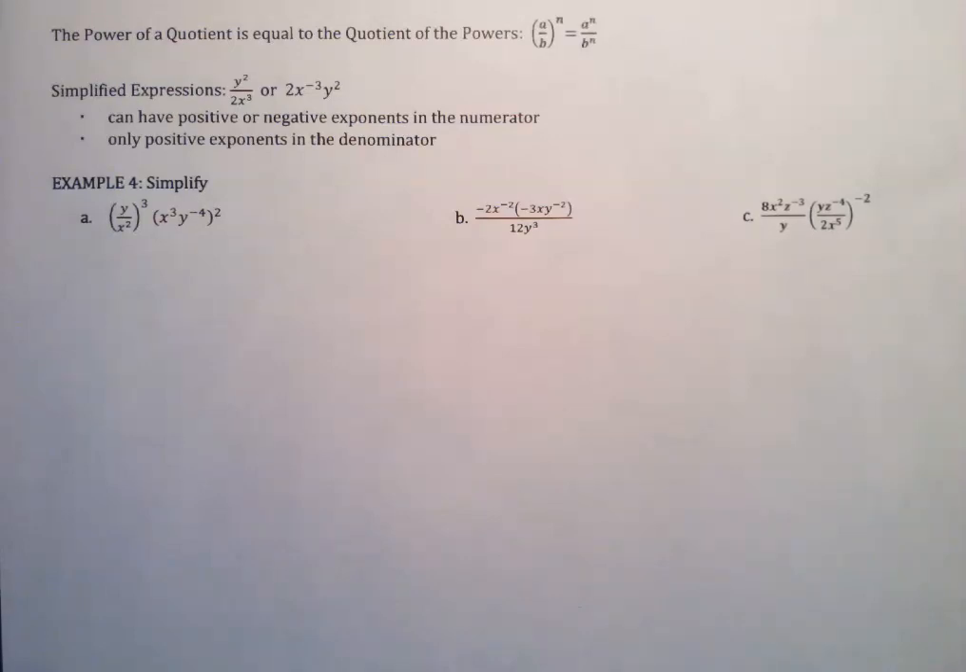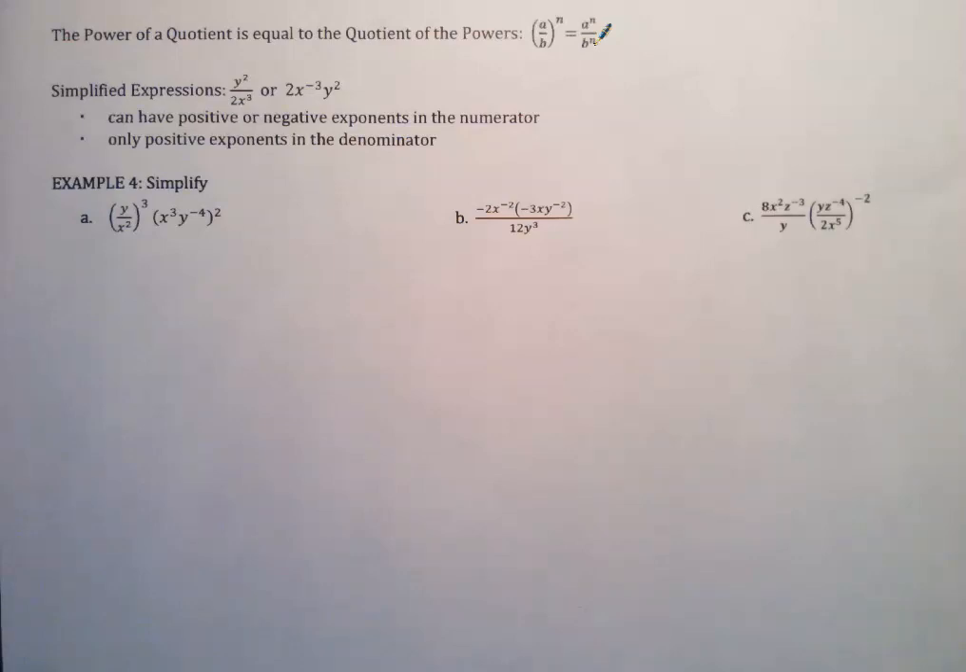Okay, so now we're going to look at the power of a quotient is equal to the quotient of the powers. So it's the same thing. We've done this. When we have a over b to the power of n, it's just saying that n goes to both parts. We've done this. We're just putting names on it now.